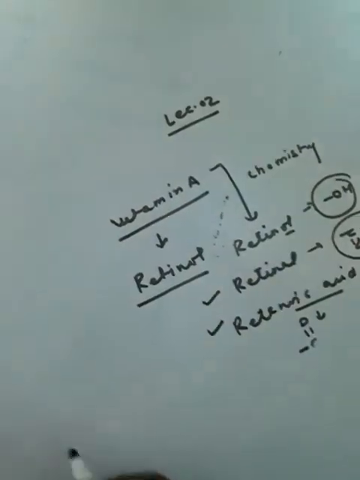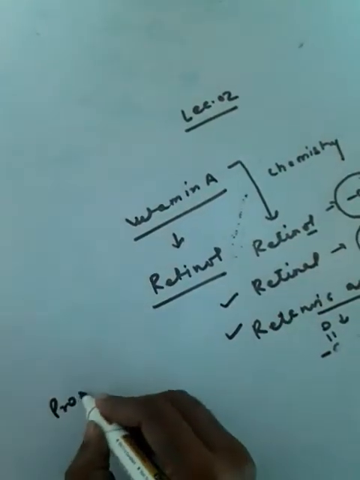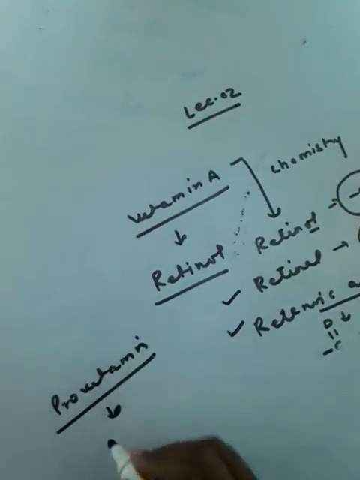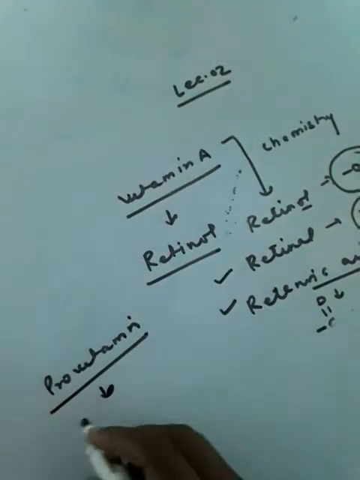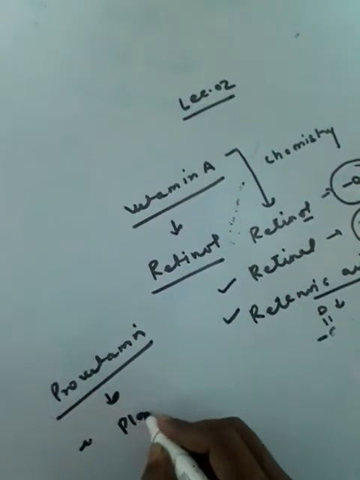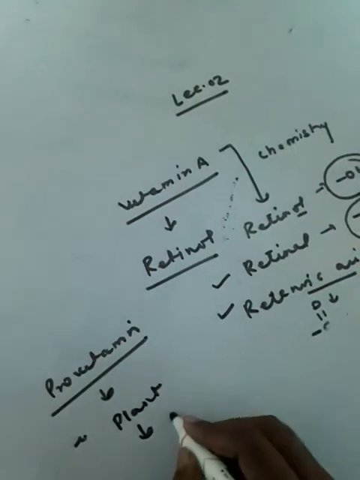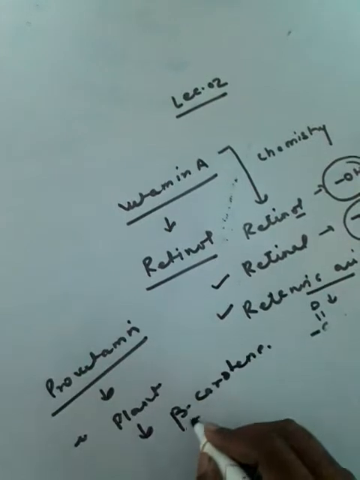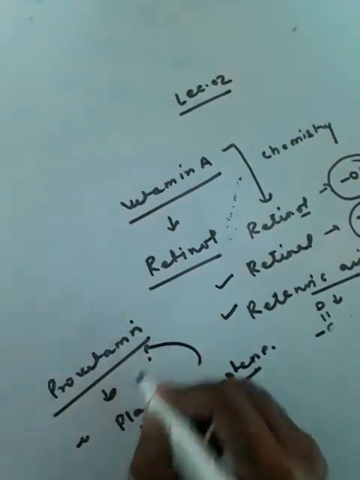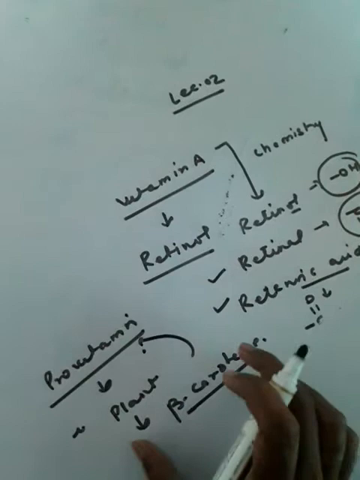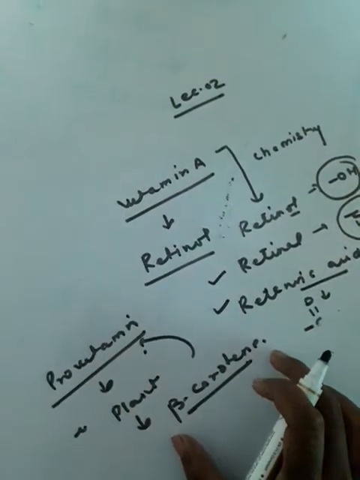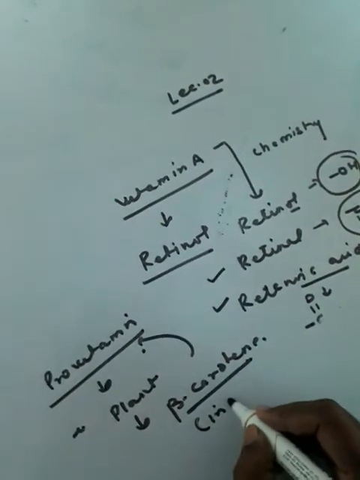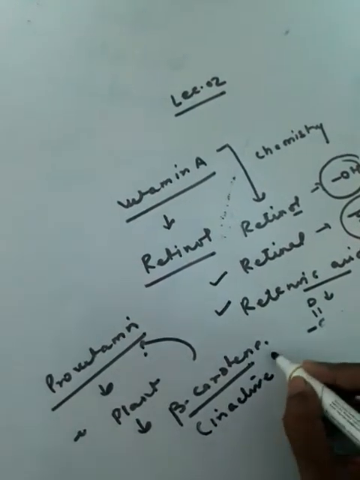The next point is provitamin. What is the meaning of provitamin? If you see here in the plant, beta carotene acts as a provitamin. In this beta carotene, vitamin A is present, but it is in the inactive form.